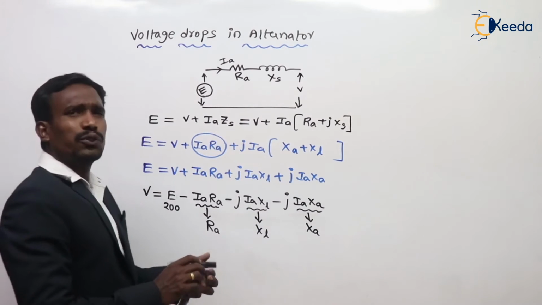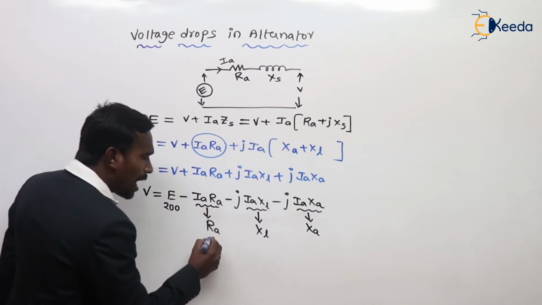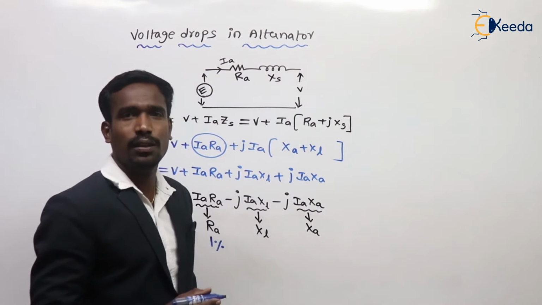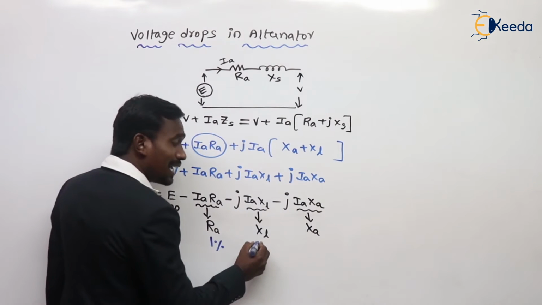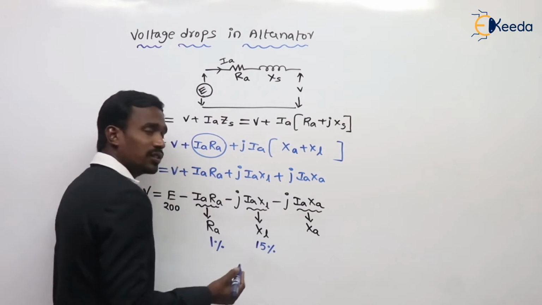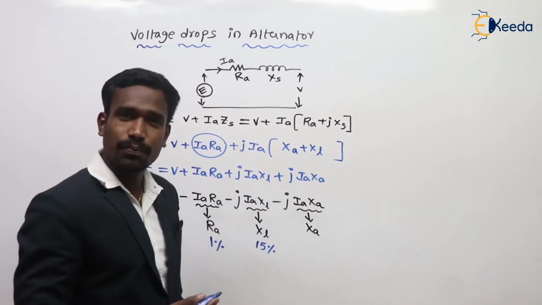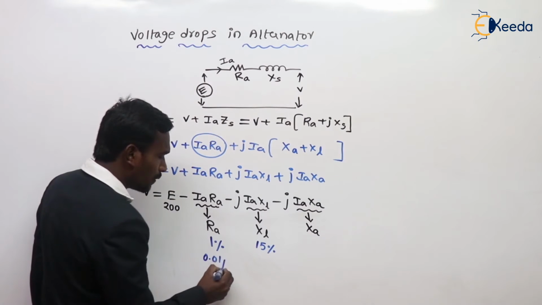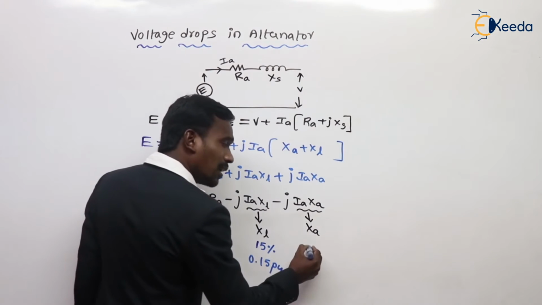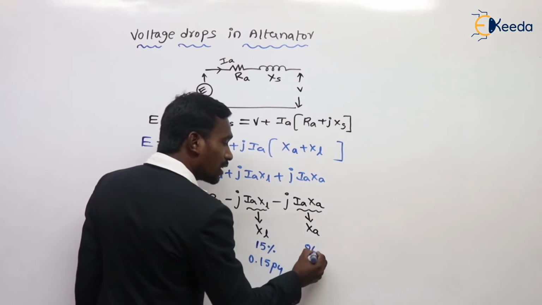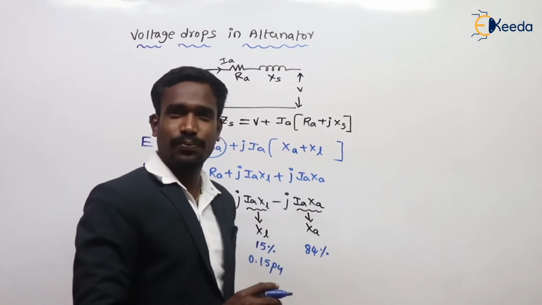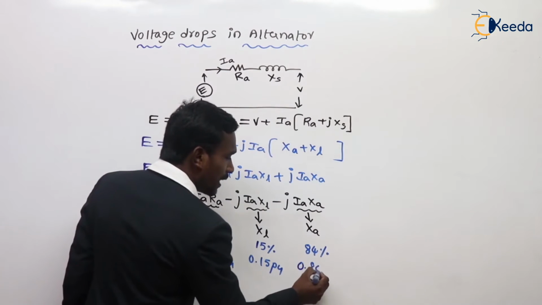Actually, out of the total drop, the drop due to armature resistance is just 1% only, very less, negligibly small. But the drop due to leakage reactance is around 15%. This is around 15% of drop. Nothing but this is 0.01 per unit drop, this is 0.15 per unit drop. The remaining drop is due to armature reaction or armature reactance, 84% of drop. Nothing but this is 0.84 per unit.